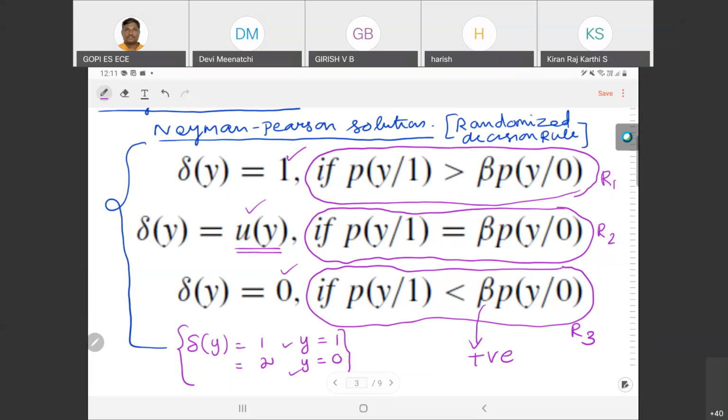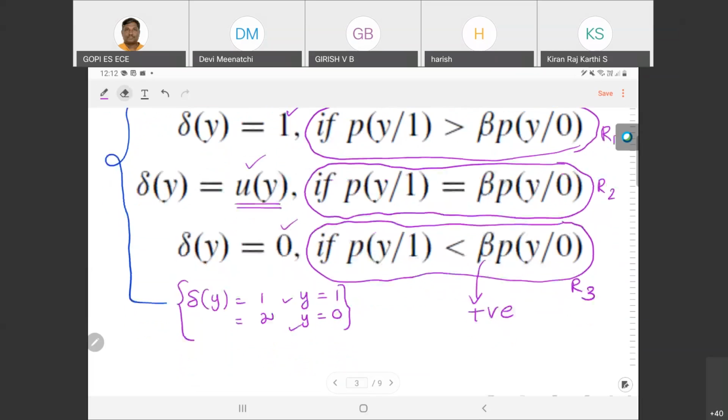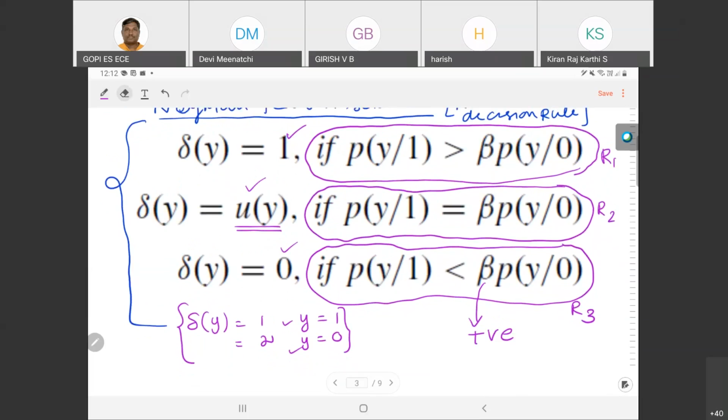In case of binary channel model, we had only 2 values, y equal to 1 and y equal to 0. That is the reason we have written directly the expression like that. But Neyman-Pearson solution is meant for the continuous case also. So basically what is given here, this box, the circle what I have circled here, this is basically the region, a set of values for y, that satisfies this condition with beta as positive.